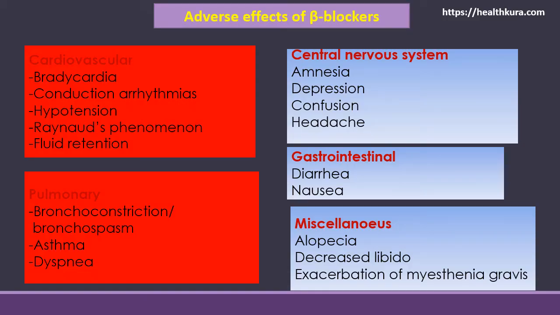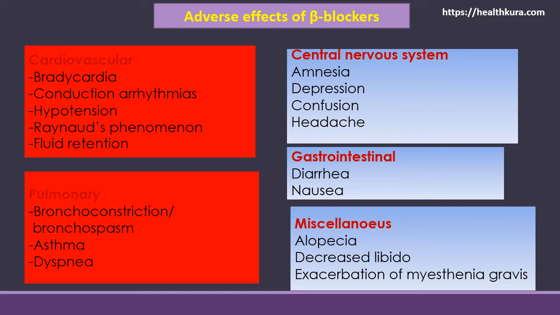So what are the adverse effects of beta blockers? Most important are cardiovascular and pulmonary, because beta receptors are located in the lungs and heart also. So it acts on the lungs and heart, causing bradycardia, cardiac arrhythmias, hypotension, Raynaud's phenomenon, fluid retention. In the pulmonary system, adverse effects are bronchospasm, bronchoconstriction, asthma and dyspnea, that is breathlessness.